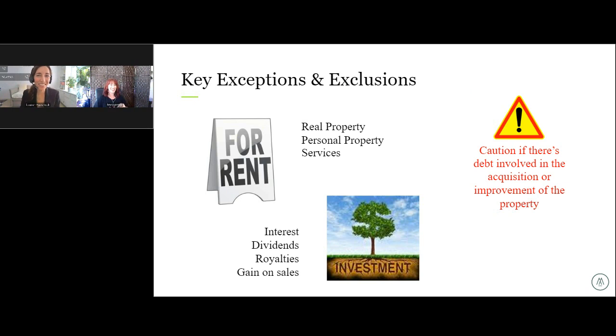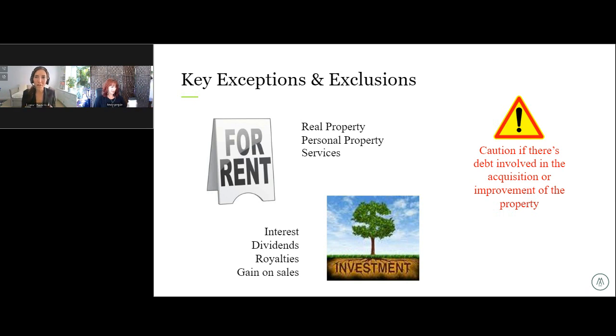Ooh. And if it does meet all three of those, then we have some complexities in the fact that it's not necessarily immediately UBI taxable income. There might be some exclusions and exceptions that these fall into. And so I'll talk through some of the common ones that we see.